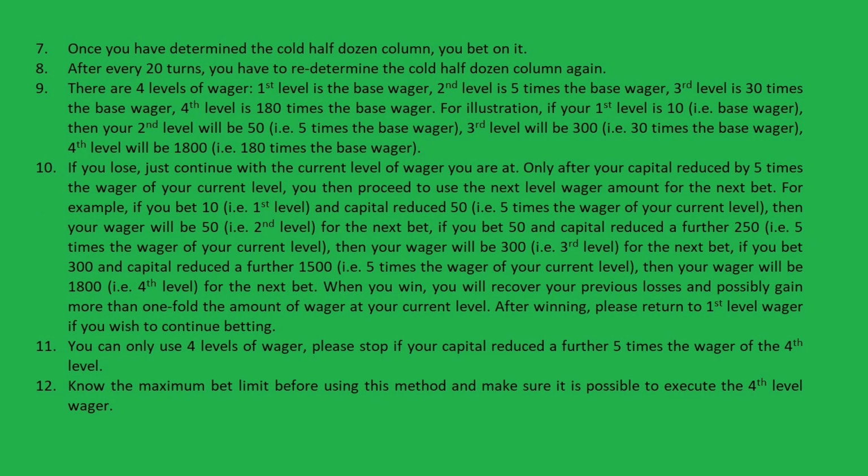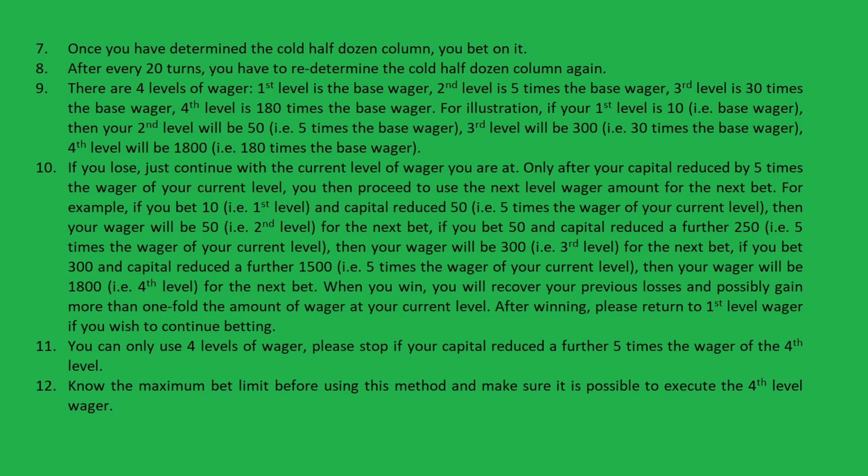second level. For the next bet, if you bet 50 and capital reduced a further 250, i.e. 5 times the wager of your current level, then your wager will be 300, i.e. third level. For the next bet, if you bet 300 and capital reduced a further 1500, i.e. 5 times the wager of your current level, then your wager will be 1800, i.e. fourth level, for the next bet.